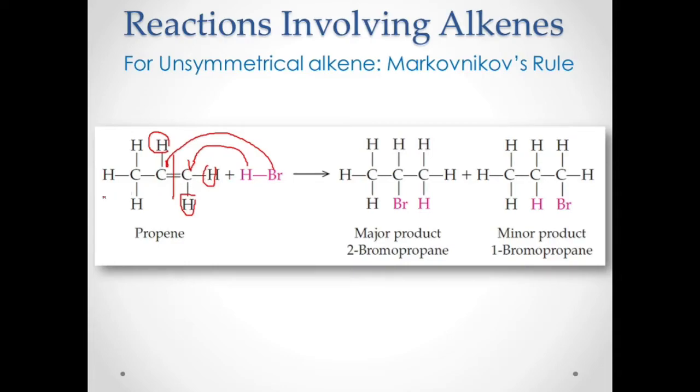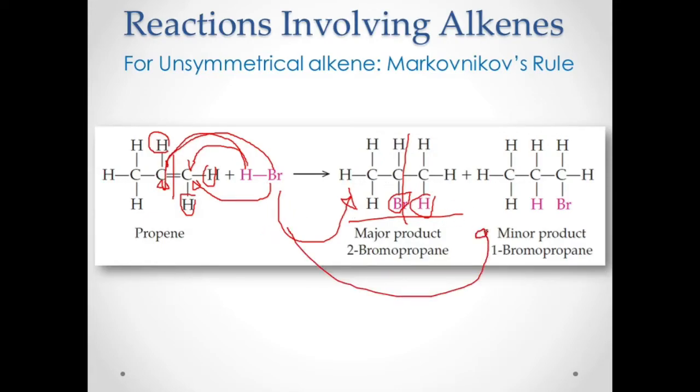So if it follows Markovnikov's rule, then that would be the major product. So in this case, you notice that that carbon would be added with another hydrogen, and that carbon is actually added with the Br. So this is now your major product. However, you can also form the product where the Br is added there while that hydrogen would be added to that second carbon to form the minor product. Okay, the Br is now on the first carbon and the hydrogen is actually on the second carbon.